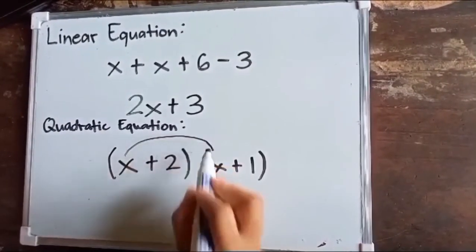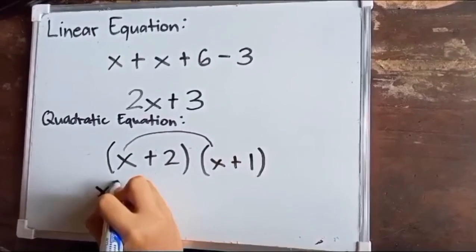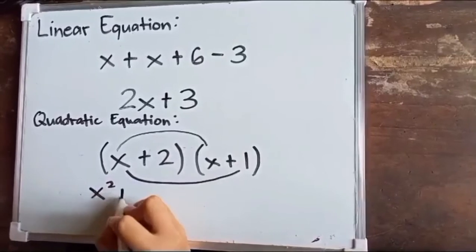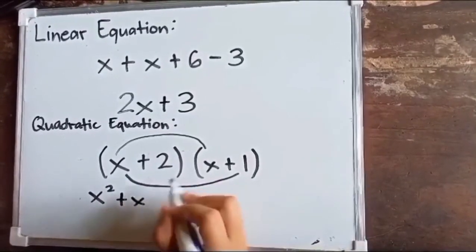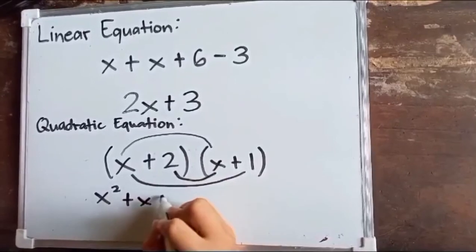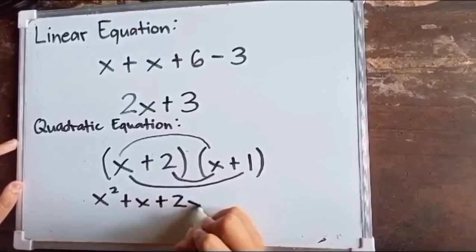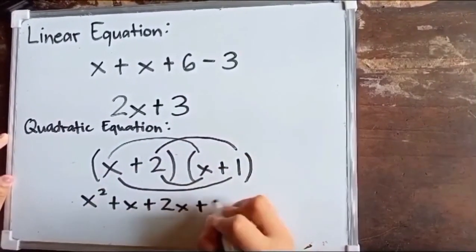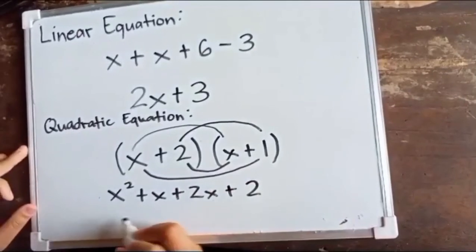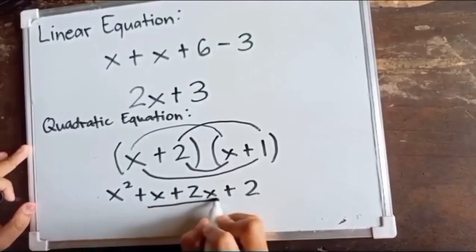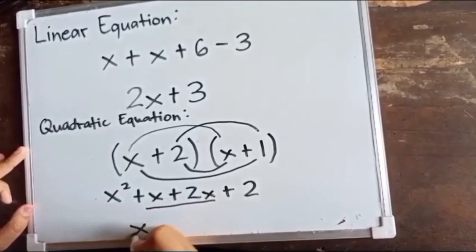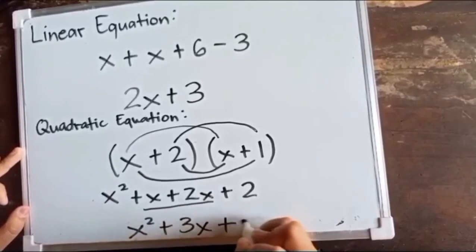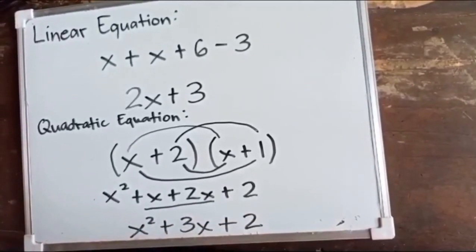So let's start with first in the FOIL method. x times x, we will have x squared. Now on the outside, x times 1, we will have x or 1x. Now inside, 2 times x, we will have plus 2x. And on the last, 2 times 1, we will have 2. And the answer, since it has like terms, we have to add them. So we'll end up with x squared plus 3x plus 2. And that's the answer.